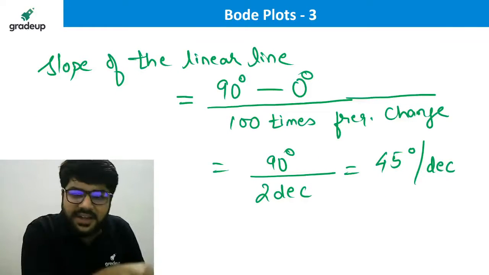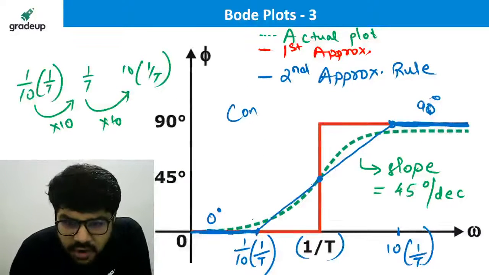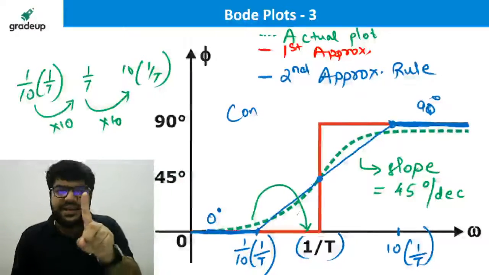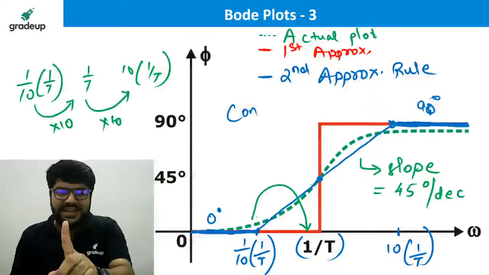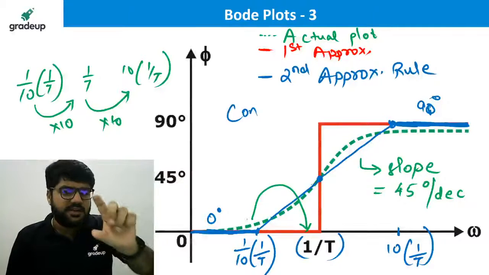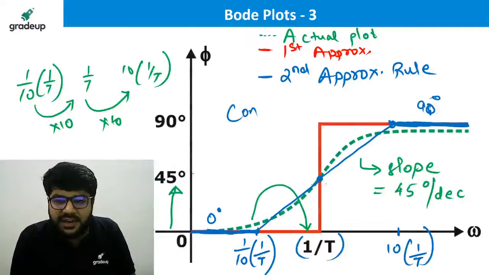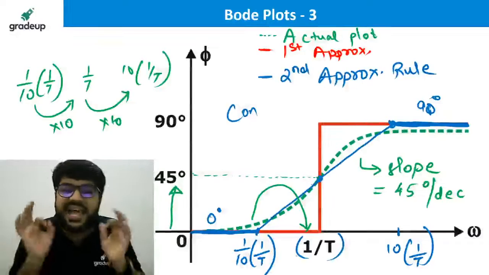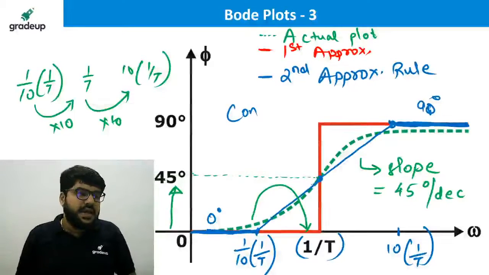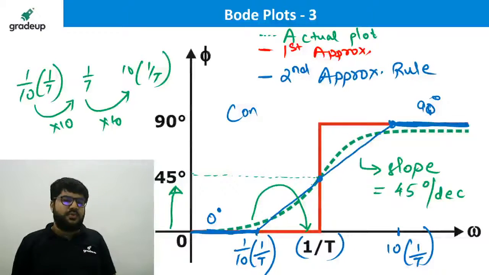Because the slope is 45 degrees per decade, when I go from 1/10 to 1, which is also 1 decade, the phase should change by 45 degrees. From 0 it should become 45 degrees. And that is why I took this blue line passing through the 45 degree point. That means what is the error at the corner frequency? It is 0. It is actually passing through the actual value.